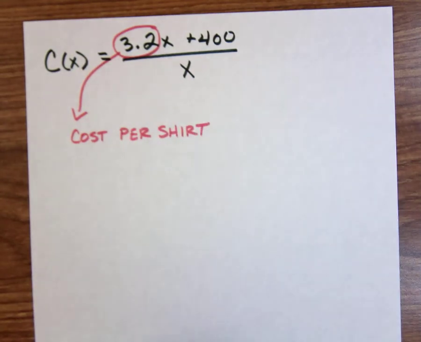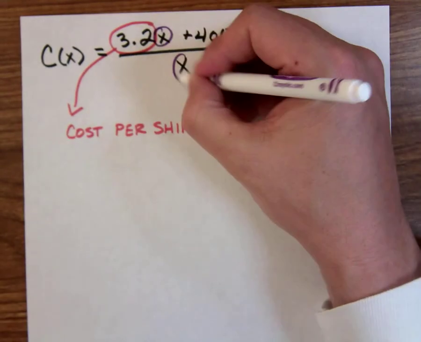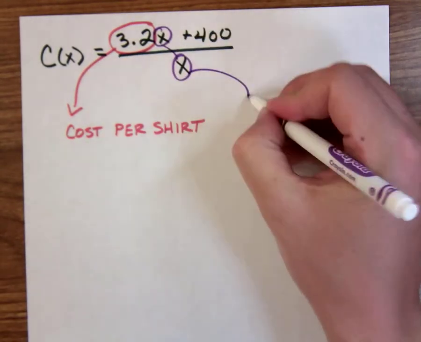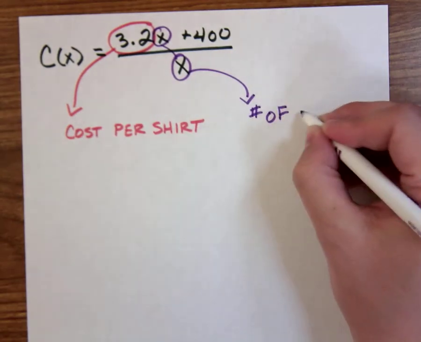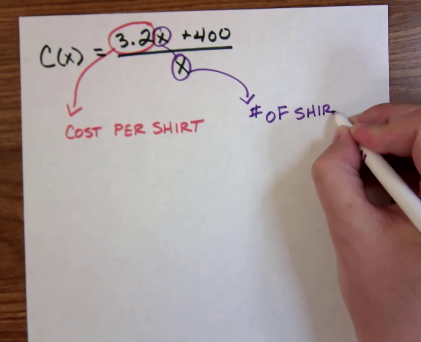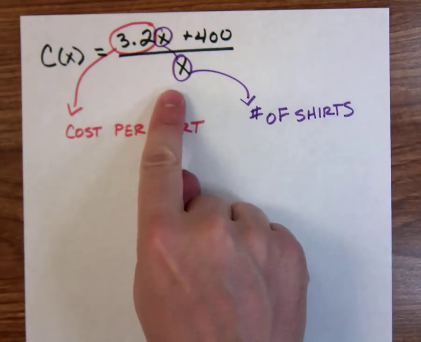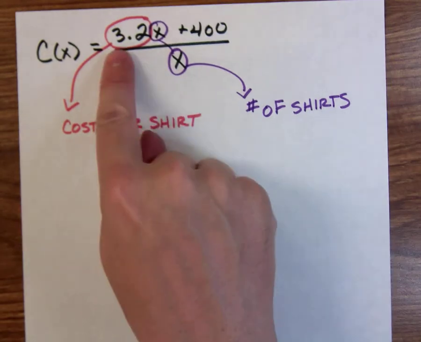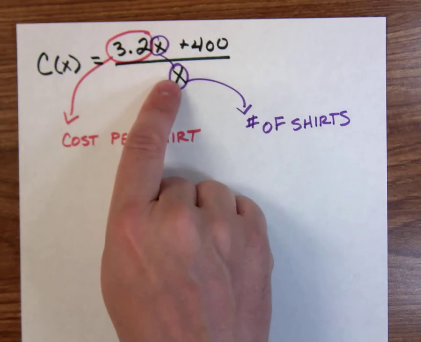$3.20 in this particular problem. What then is X? That means you sell. This is the number of shirts that you sell. Why is it divided by X? Well, it's $3.20 times the number of shirts I sell divided by the number of shirts I sell, because that's giving me the average cost per shirt.